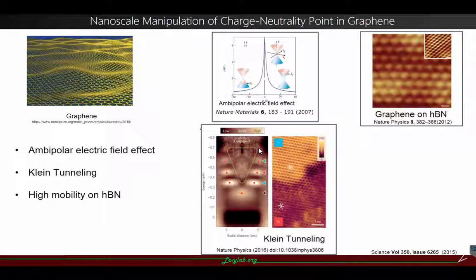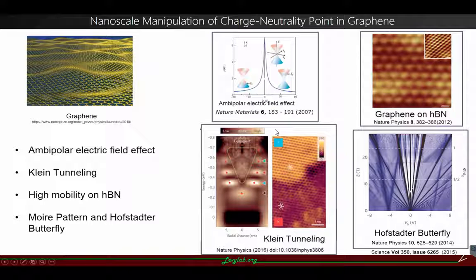Recently, graphene on boron nitride has been reported. The mobility and inhomogeneity have been improved dramatically. We all know that new physics comes from clean systems, and this graphene on boron nitride system allows people to see the predicted Hofstadter butterfly and also the fractional quantum Hall effect.